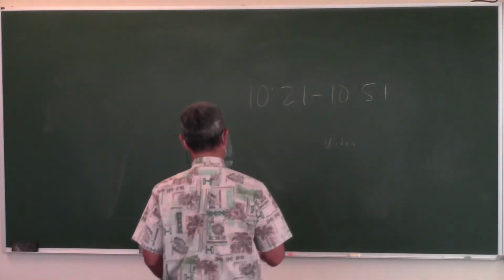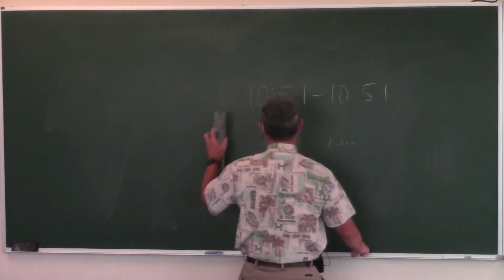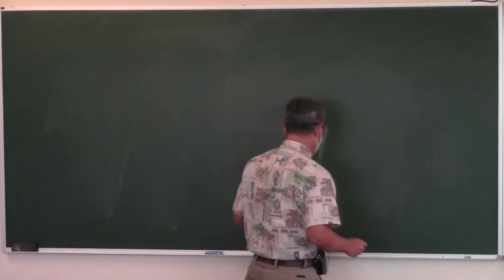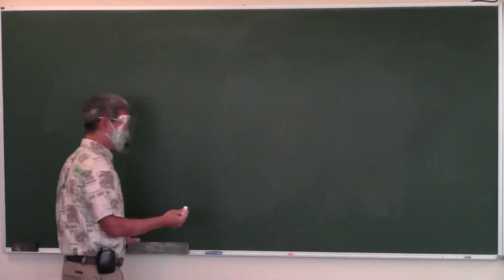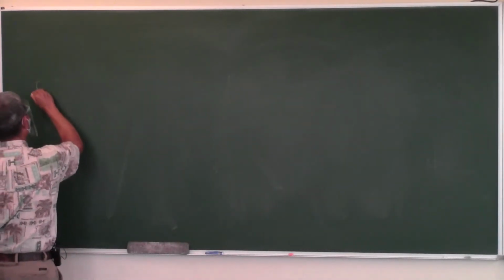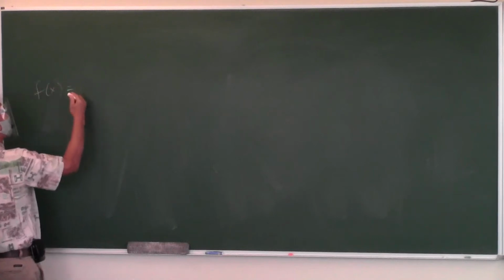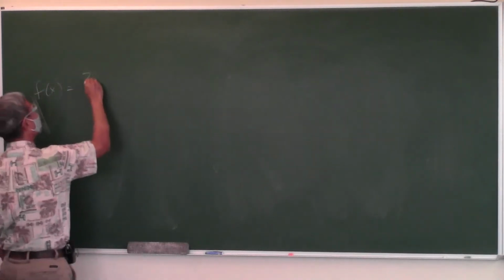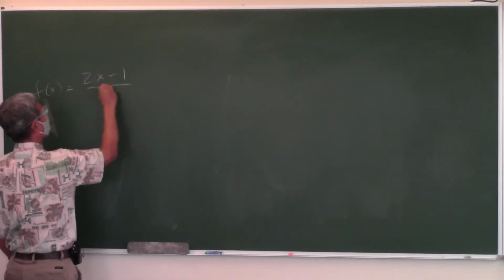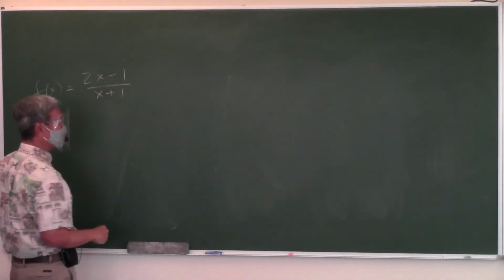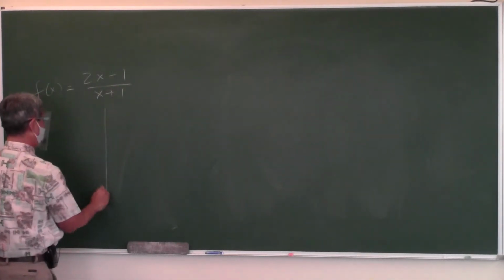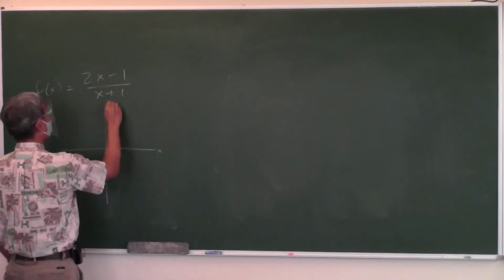Learn today. First, limit notation. So suppose you have to graph this function, like on last night's homework: 2x minus 1 over x plus 1. I think that's the same example I did on the board yesterday. I'm just going to draw it really quickly.